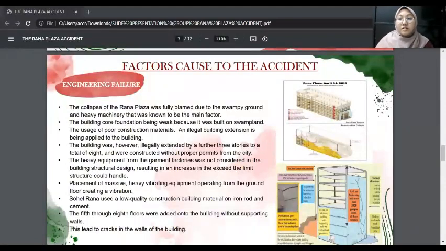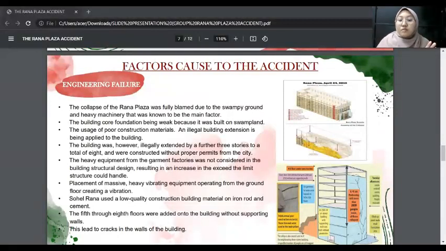Assalamualaikum warahmatullahi wabarakatuh. My name is Haifaa binti Zakaria. Today I'll be presenting about factor caused to the accident involving Rana Plaza. There is two aspects in this factor, which is engineering failure and also administration failure.